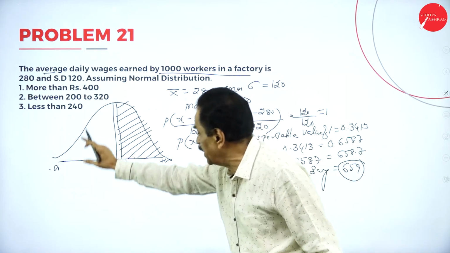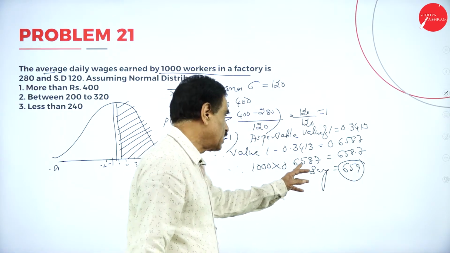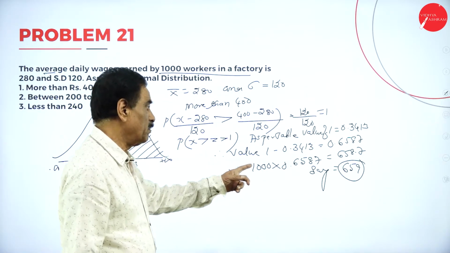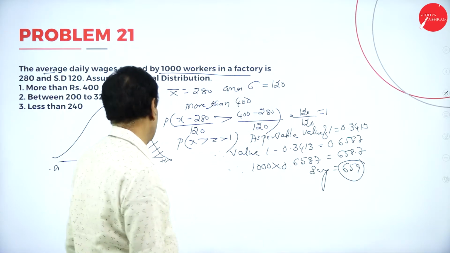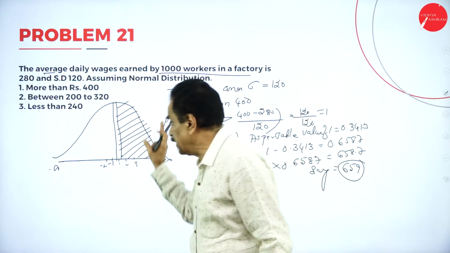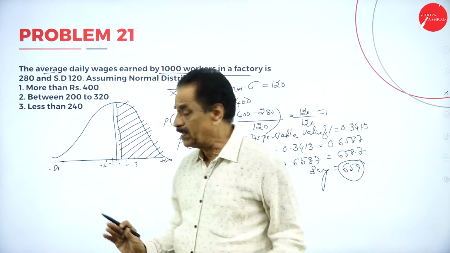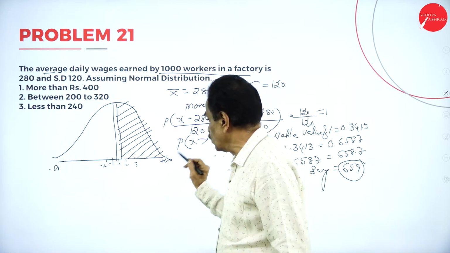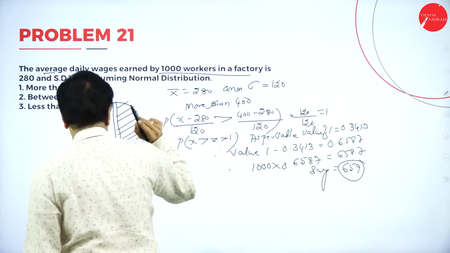So the entire area we assumed as 1. Out of the 1, how much does it cover? 0.3413 covers. How much is left over? 0.6587 into 1000 workers is 659. This is a normal distribution curve, so it's called a symmetrical curve. It won't touch the end. If you go this side it is negative up to infinity, it goes to positive infinity. Your answer is 1, so more than you have to look up.